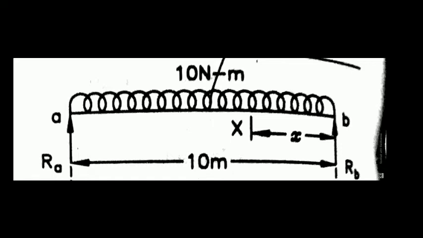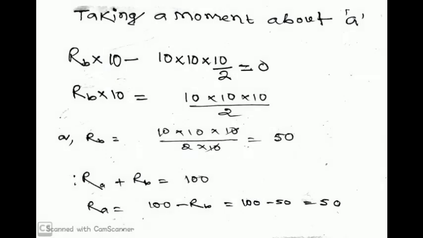Now how do we take the moment about point A? Let's see. Taking a moment about point A, the end B has the reaction RB, so RB into 10 is one moment. After that, the total load, the UDL, is 10 Newton into the length of 10 meter, so 10 into 10 is the total load.